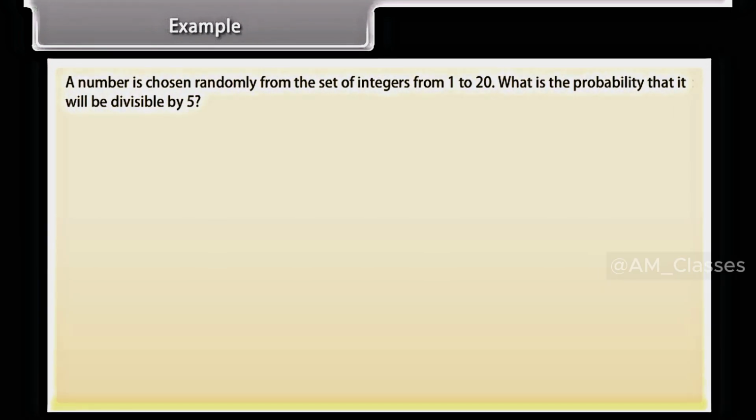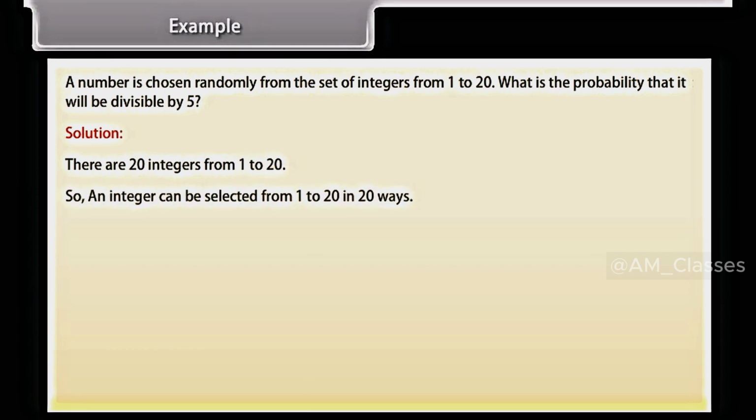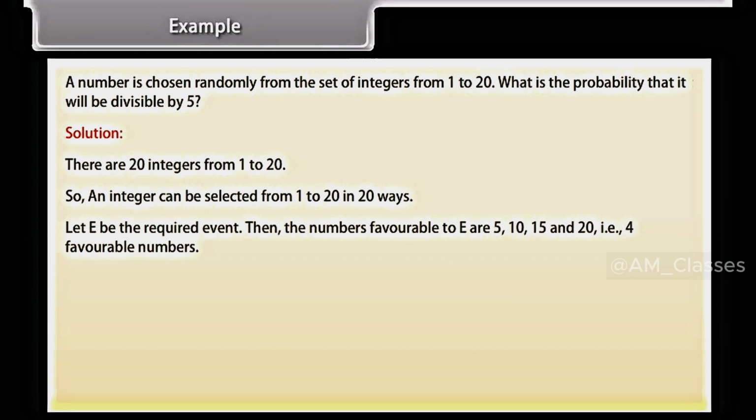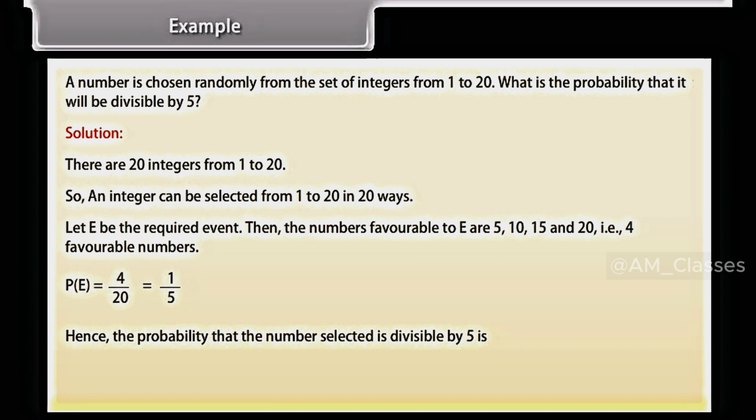Example. A number is chosen randomly from the set of integers from 1 to 20. What is the probability that it will be divisible by 5? Solution. There are 20 integers from 1 to 20. So, an integer can be selected from 1 to 20 in 20 ways. Let E be the required event. Then, the numbers favorable to E are 5, 10, 15, and 20, that is, 4 favorable numbers. P(E) is equal to 4 by 20 equals 1 by 5. Hence, the probability that the number selected is divisible by 5 is 1 by 5.